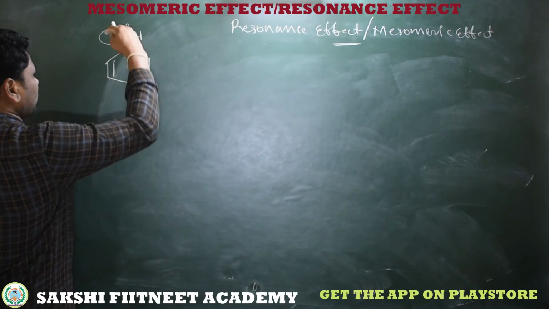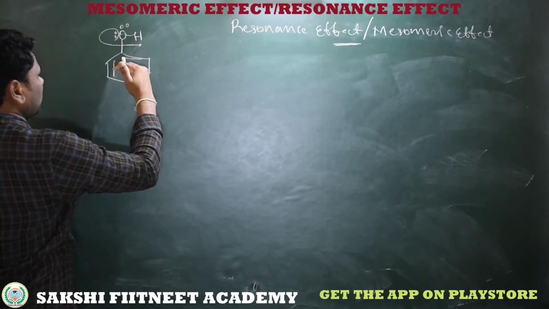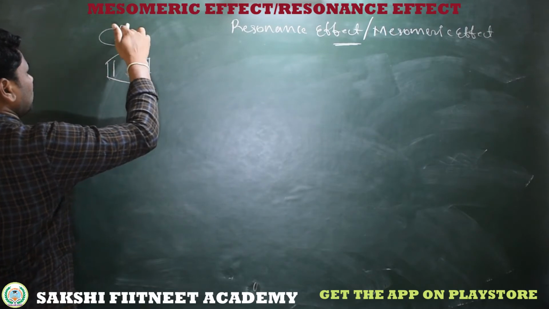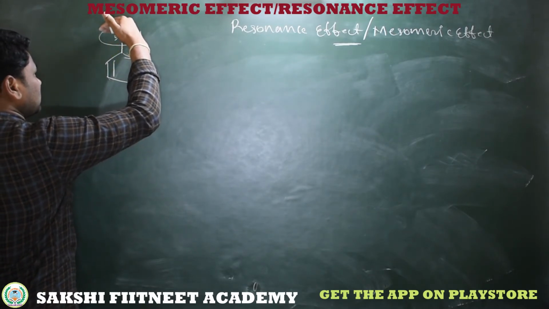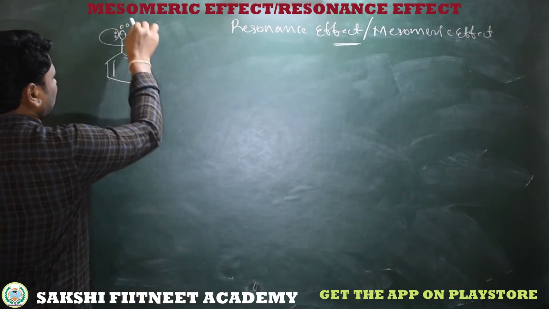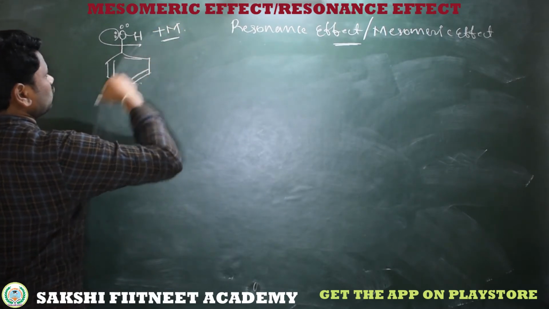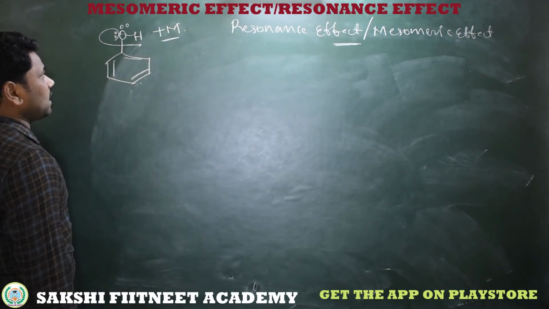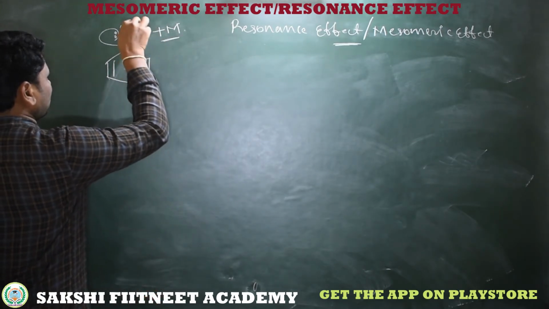If a withdrawing group is there, the electrons are displaced from the ring to outside. But here this element has a lone pair, a rich center, and that rich center gives electrons towards the ring. So obviously this group is a plus M group, that is, an electron donating group.